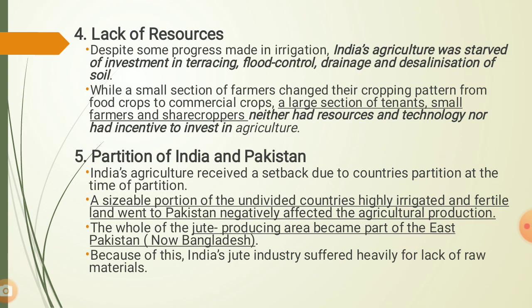Now the fourth reason behind the stagnation of the agriculture sector was the lack of resources. So although some progress was made by the Britishers in the area of irrigation, the Indian agriculture sector was starved of investment in terracing, flood control, drainage, and desalination of soil.